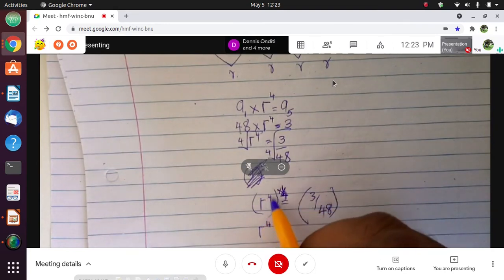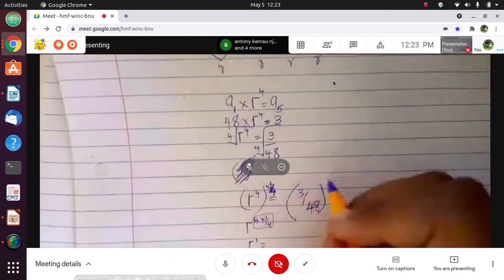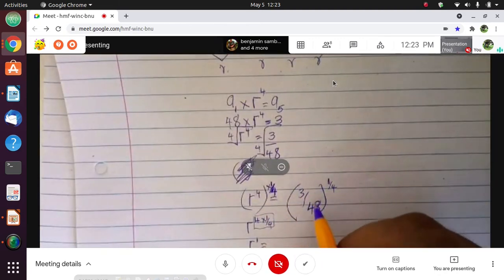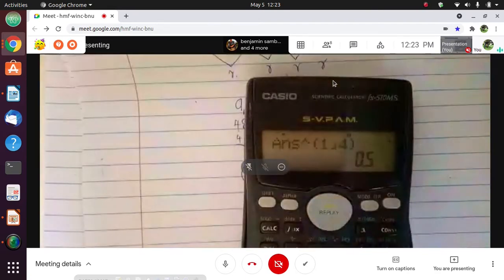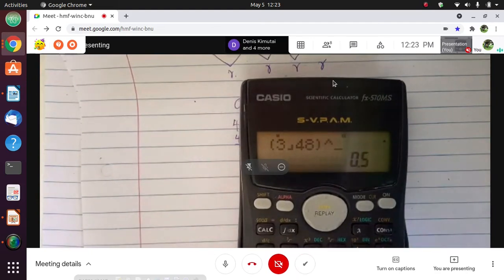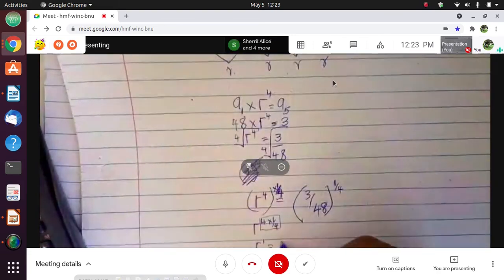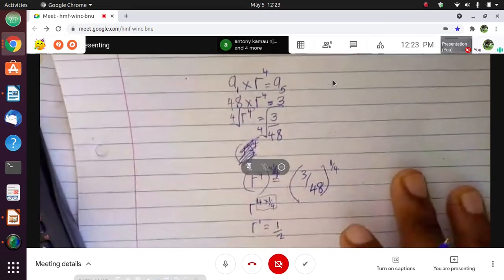We are trying to eliminate this 4 so that we are left with R. So when you raise it with a quarter, these powers multiply each other. So 4 times a quarter gives us 1. So we do the same thing on this side. We raise 3 over 48 by a quarter. When we take 3 over 48 and raise it to a quarter, what do we get? We get a half. So the value of the common ratio is a half. Okay?